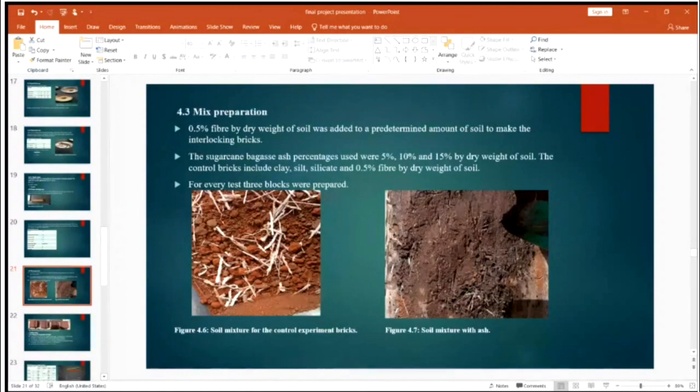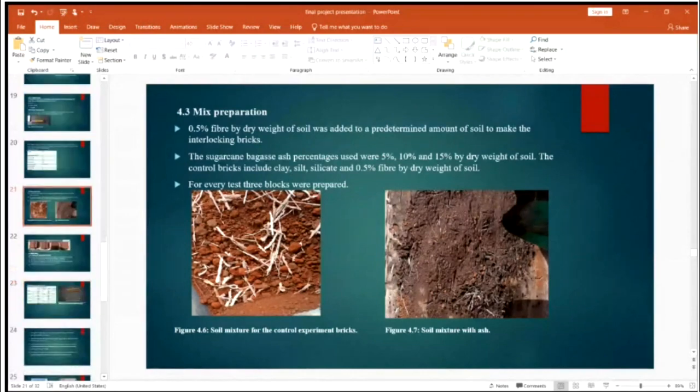We mixed our soil preparation, our soil mixture, with 0% sugarcane fiber, 0.5% fiber, then the bagasse 5%, and 15% by dry weight.